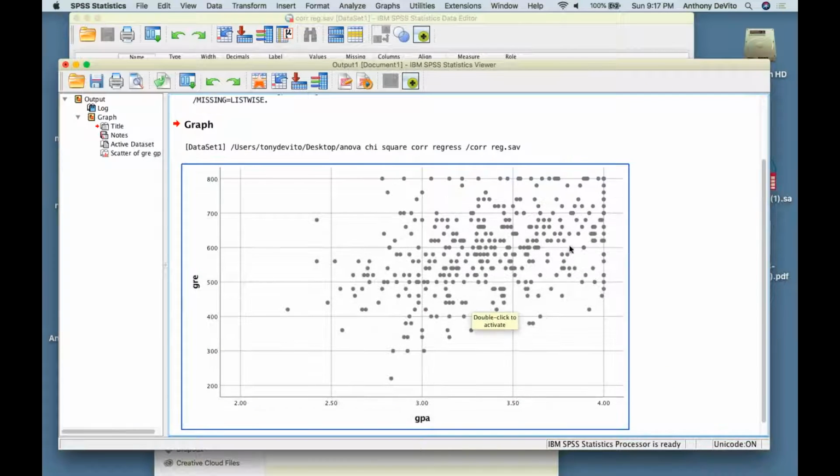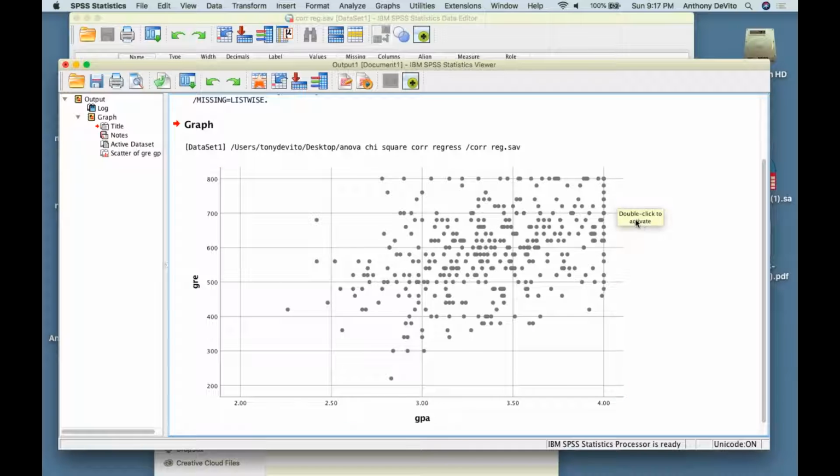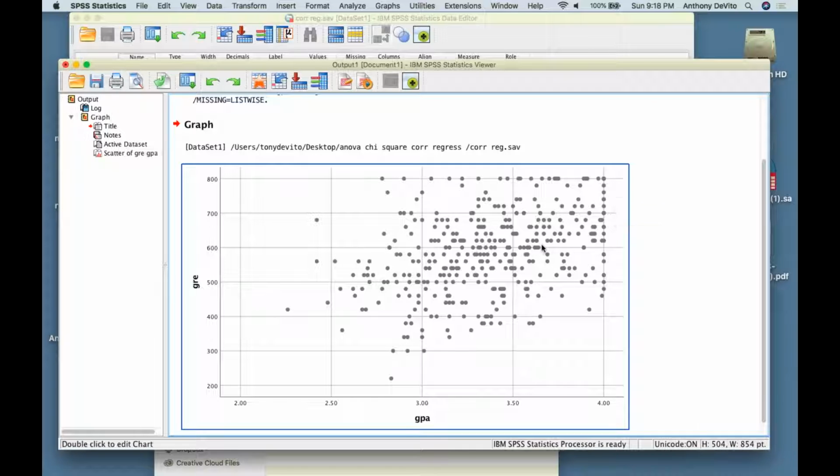Okay, very interesting here. So a lot of scores here, right? But one of the things I notice is that it kind of blocks off here because the maximum score is 800 on this particular test. But it sure does look like there is an upward movement here: as a student's grade point average goes higher, they tend to also have higher GRE scores as well.